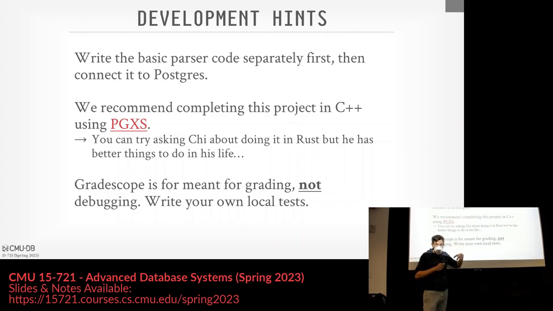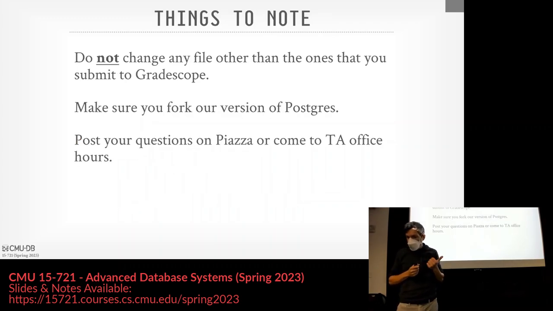Just like the intro class, make sure you do all your debugging locally, and you write your own local tests. Don't use Gradescope to do this, okay? Because it's going to be slow. So don't change any of the files other than the ones that you submit on Gradescope, because those will get wiped when we compile it and link it in on Gradescope.